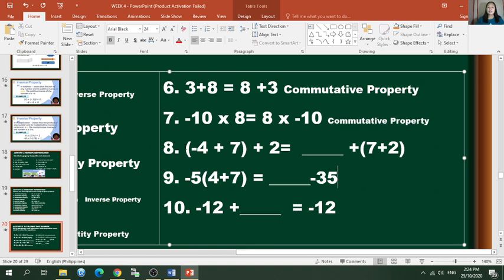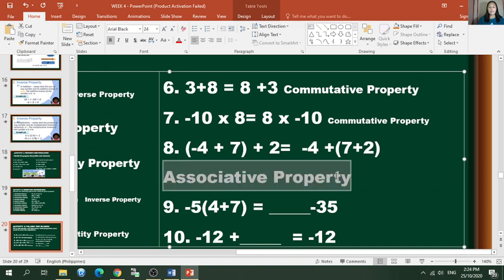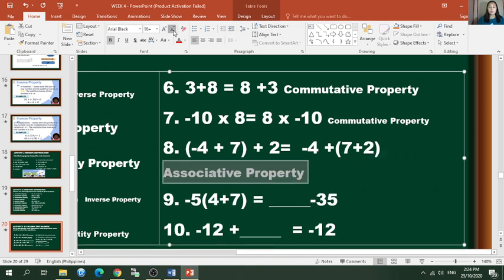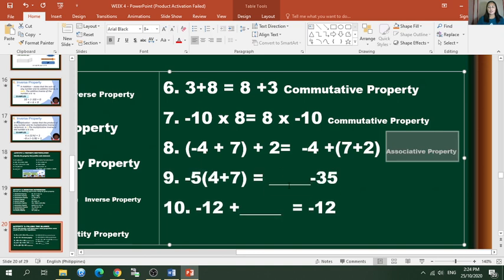Next, how about here? We have changing the groupings. Negative 4 plus 7 is grouped. In here, we have 7 plus 2 is grouped. So the missing number here is negative 4. And that is what we call associative property. So, changing the groupings in the given numbers. Okay, next. Let's move on to item number 9.